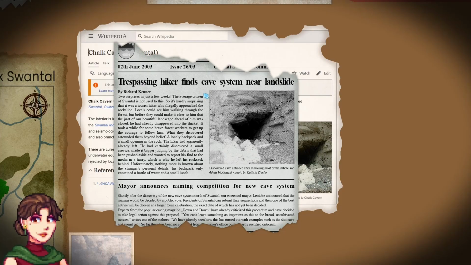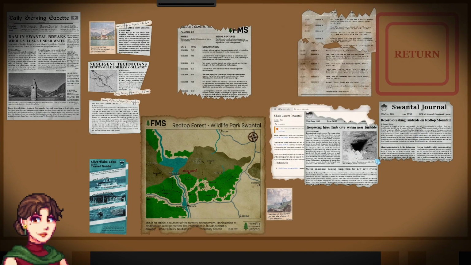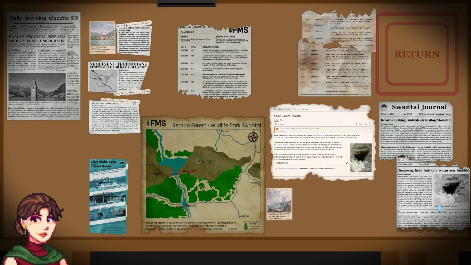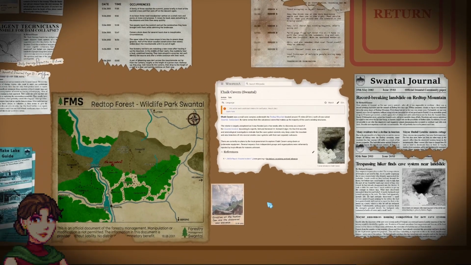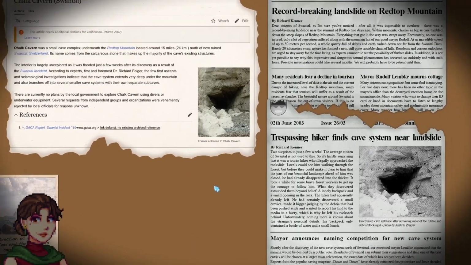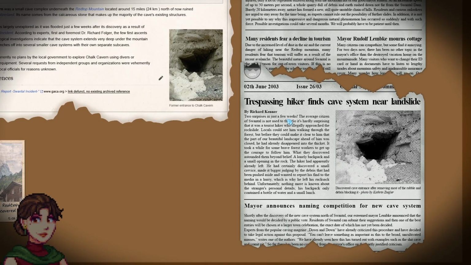Trespassing hiker finds cave system near landslide. Okay, so that's this one. Record breaking landslide. And then a little later, we found that thing. Two surprises in just a few weeks. Average citizen is not used to this.